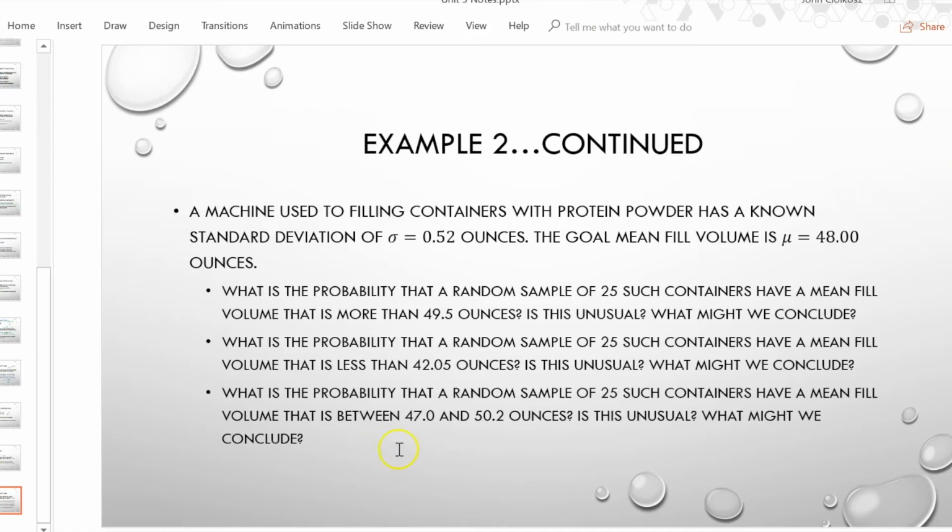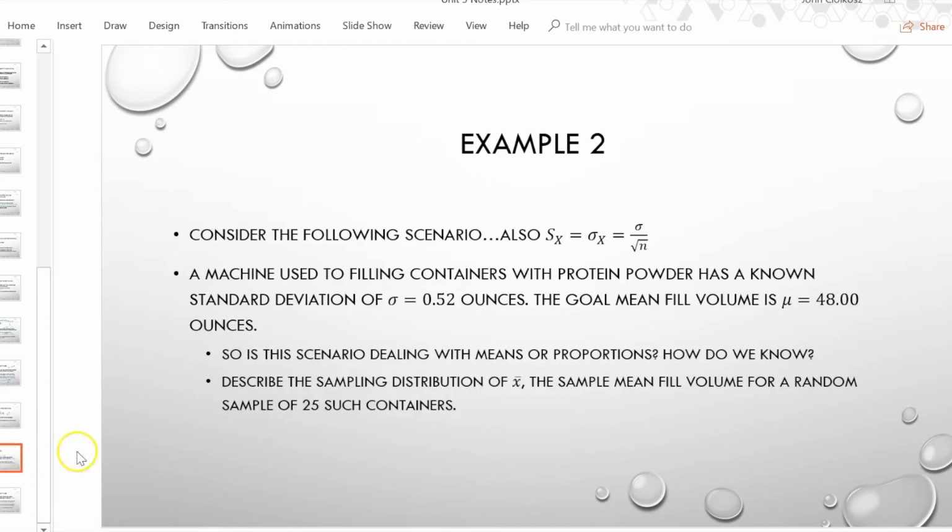Okay, those are all the typos that I've caught thus far. So let's go ahead back to the previous slide and get started.